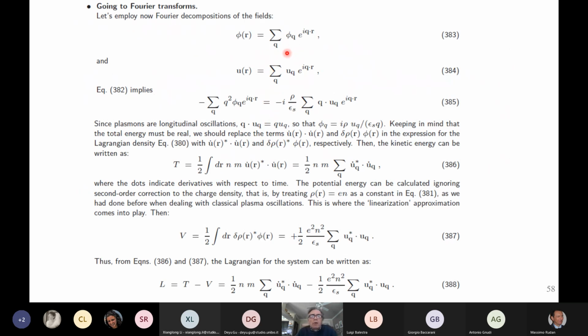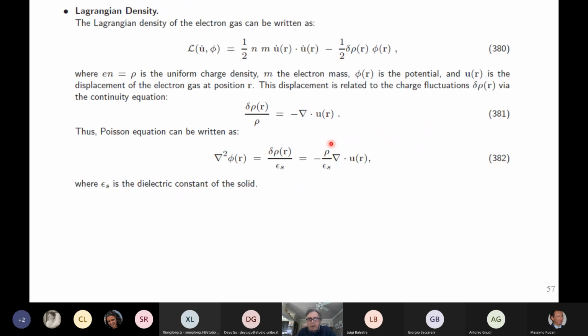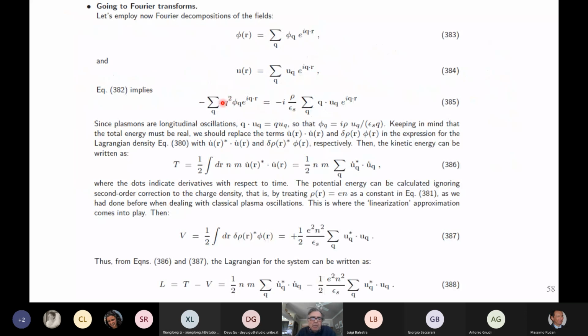Before doing that, I take Fourier transforms. So I expand the potential and the displacement in terms of their Fourier components, in plane waves. If I go back and look at this Poisson equation, I get simply the famous q squared, which is just the Laplacian. And now I can use all of this to express the kinetic energy and eventually the potential energy as an integral over R, over space. The idea is that I want to find a Lagrangian density, or express it in terms of Qs, or harmonic oscillators eventually.